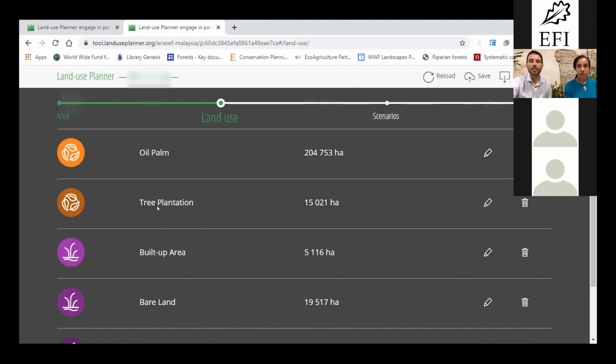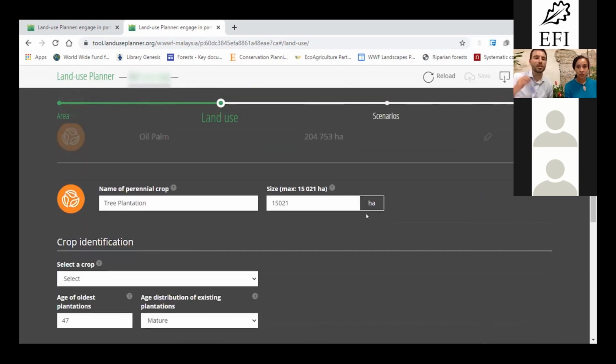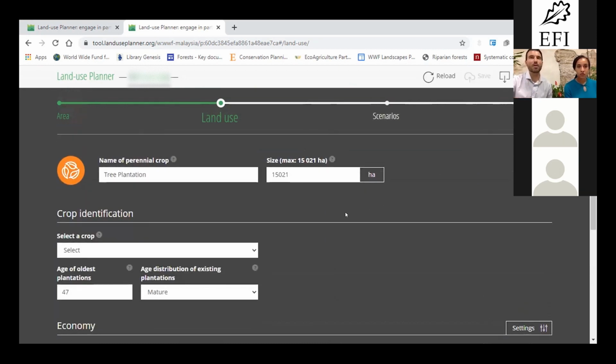Okay, can we look at it, because I think it would be interesting for everyone, because you did really well in using the perennial crop icon for fast-growing tree timber plantations. Because if you had chosen the forest or the other category, you would not be able to really take into account the production of timber.